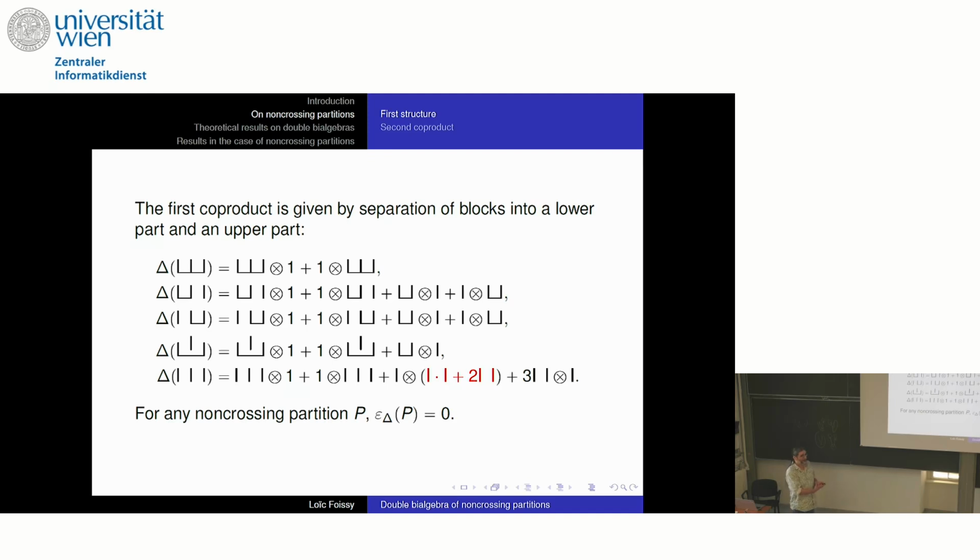So for the first coproduct, I separate the blocks into two parts, one on the left, one on the right, and I respect the nesting. So for example, if you have a situation like this, if I choose to put this block on the right, the block which is nested in it should also be on the right. So I respect in this way the nesting structure of the blocks. So for example, for this, I can put all the blocks on the left or all the blocks on the right, or I can put this block on the right and this block on the left, but I cannot put this on the right and this on the left. This is not possible.